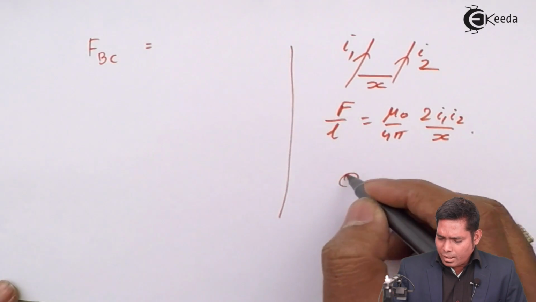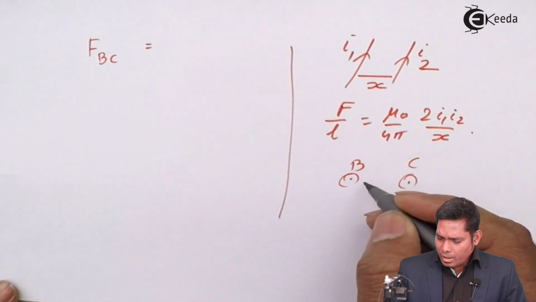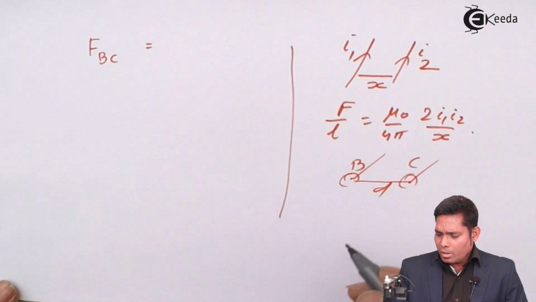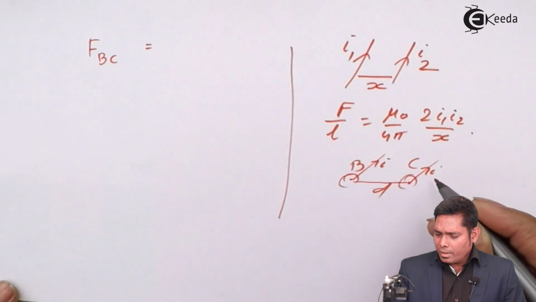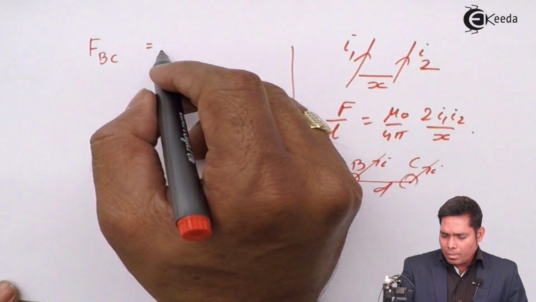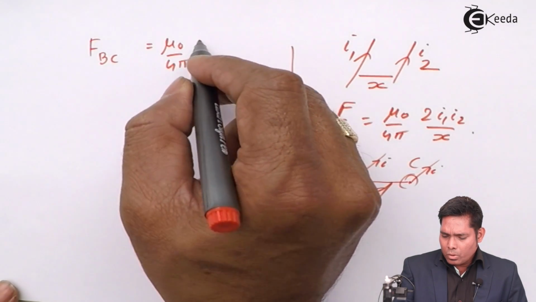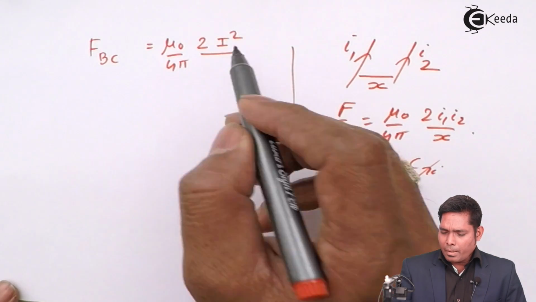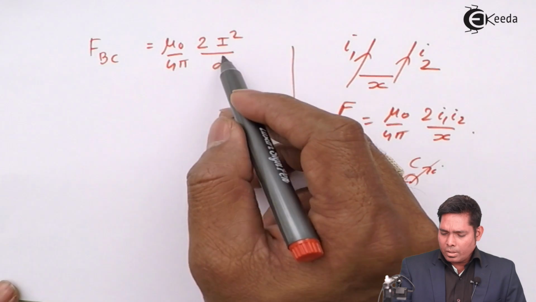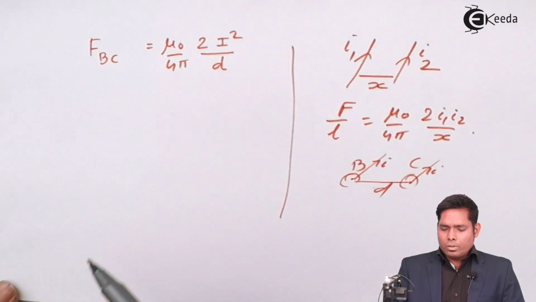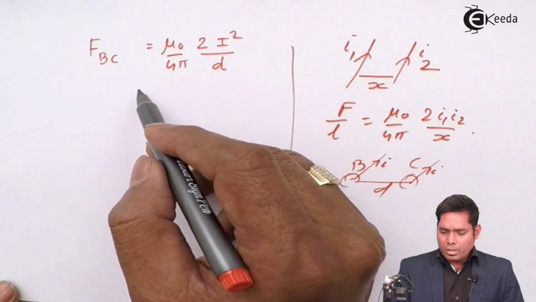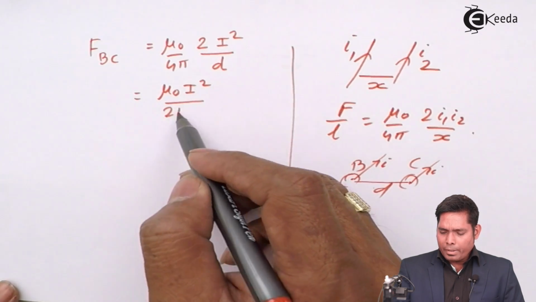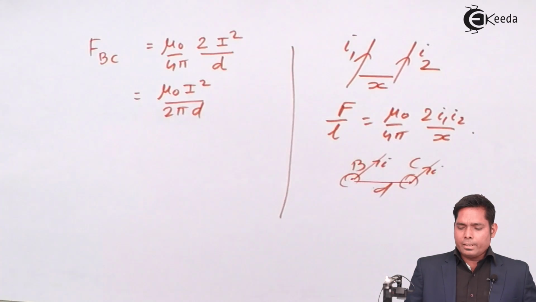Because B is here and C is here, they are just like two parallel conductors like this, and the distance of separation is d. Current in this case is I and I. So therefore I write FBC is mu 0 upon 4 pi times 2 product of the currents. The current is the same, so it is I square divided by the distance d. If I cancel, this is mu 0 I square upon 2 pi d.